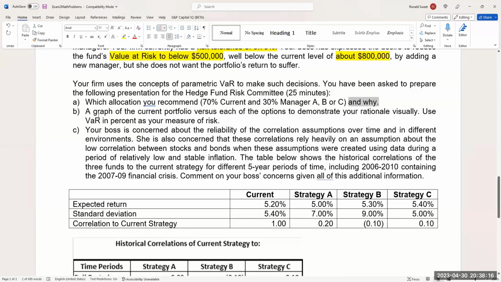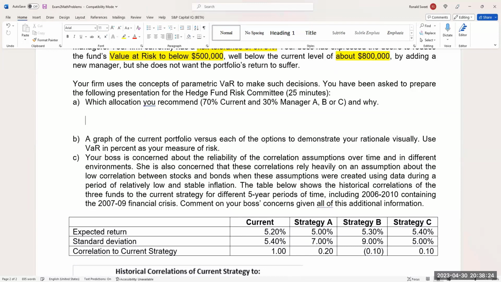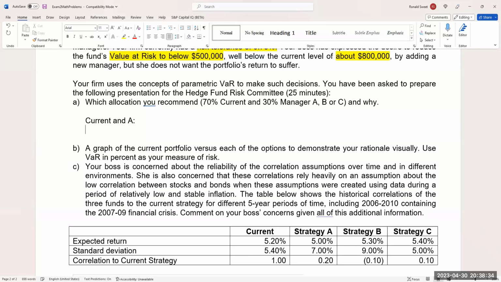Don't forget the "and why," the graph, and then this last question that can be almost anything. The first 2 questions will be pretty straightforward. So if we're going to do current and A, then we've got a return that's going to equal 0.7 times current's return, 5.2%, plus 0.3 times the A strategy, that's 5%. That gives us an expected return of 0.0514.